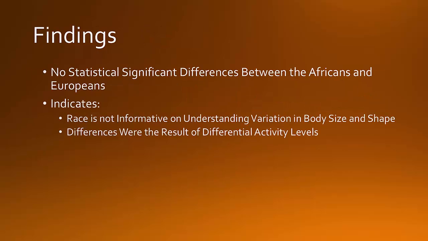Now, statistical analyses showed that there were no significant differences between the two groups. This indicates that race is not informative for understanding variation in human body size and shape, and differences were the result of differential activity levels derived from economic status and occupation.